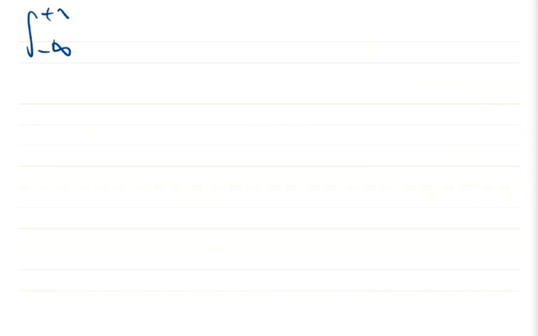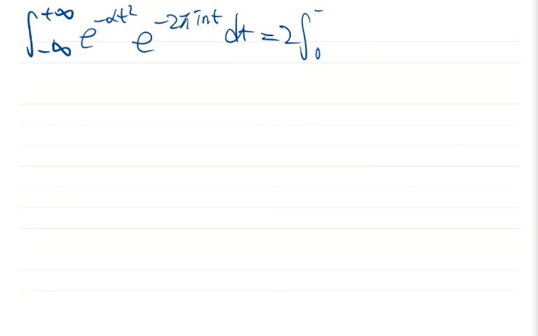The integral from minus infinity to positive infinity of exponential minus alpha t squared, exponential minus 2 pi i n t dt. This can be written as twice the integral from 0 to positive infinity of exponential minus alpha t squared, cosine 2 n pi t dt. This is easy.